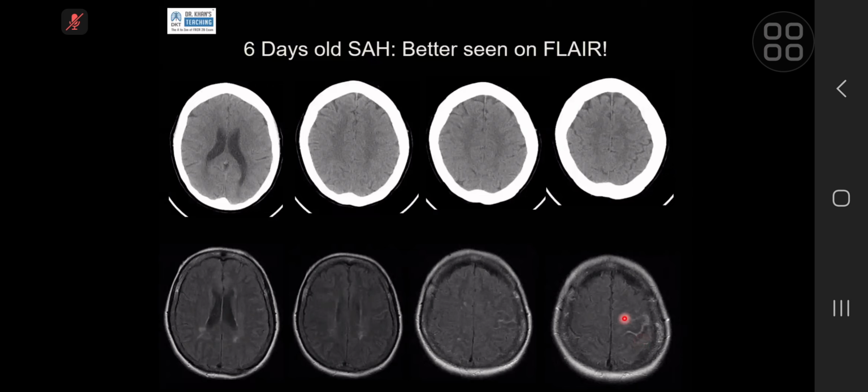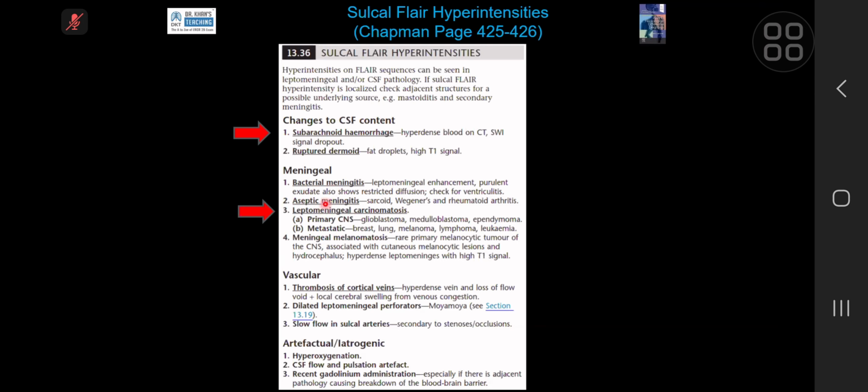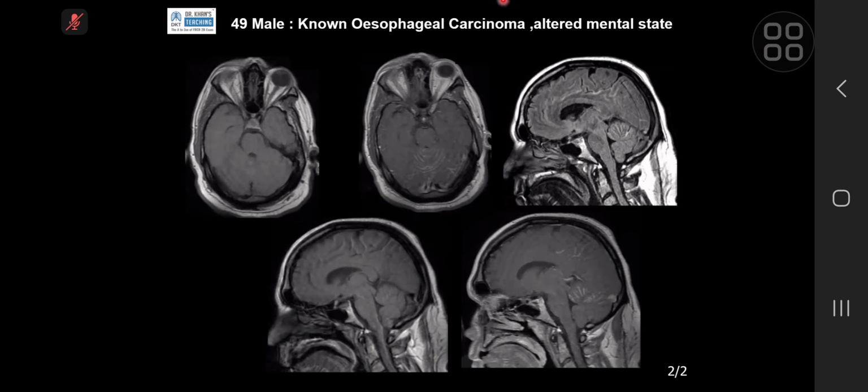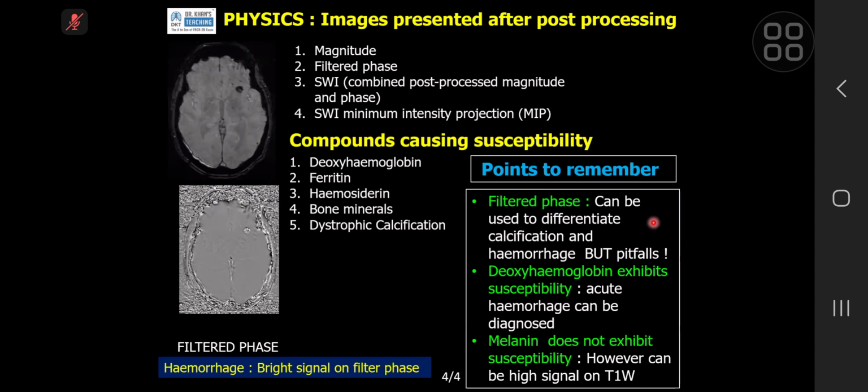Sulcal FLAIR hyperintensity: subarachnoid hemorrhage is one. Leptomeningeal carcinomatosis or bacterial meningitis, etc., is another one. So contrast has to be given to differentiate between the two. This is a case of leptomeningeal carcinomatosis, where on FLAIR sequence we can see this high signal intensity. When we give contrast, you can see the folia of the cerebellum as well as the cortex here enhancing. I will skip this.